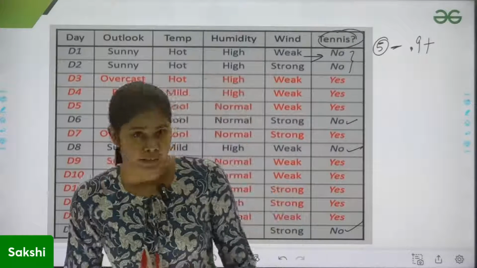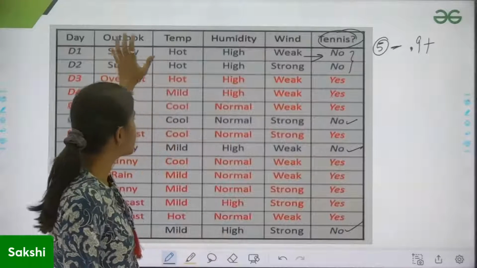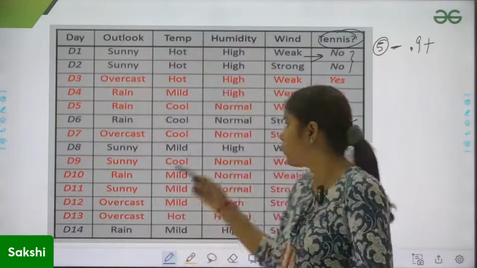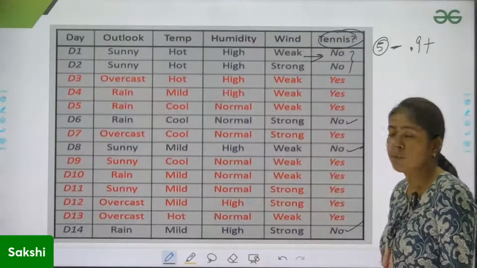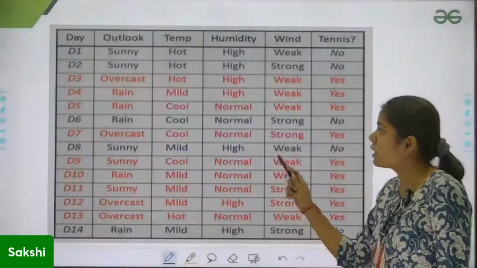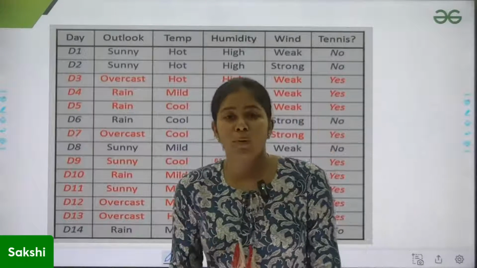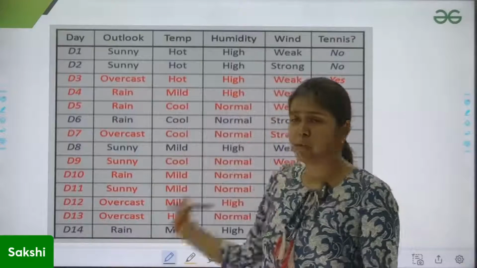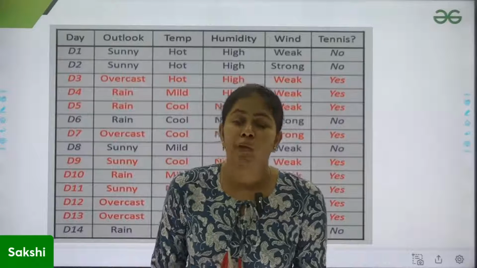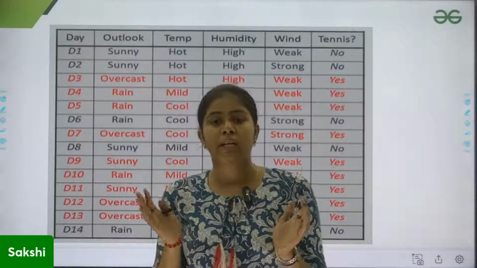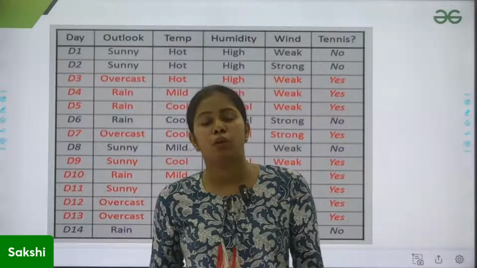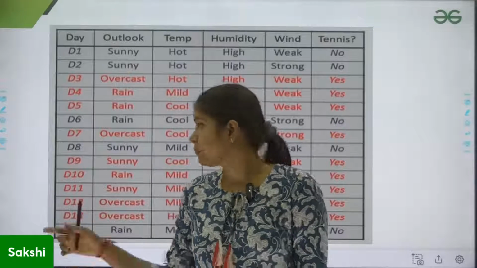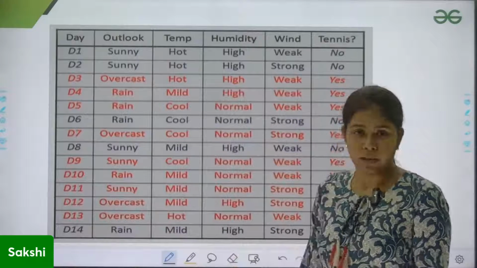Now I have to split it. I have to split it using the features outlook, temperature, humidity, wind. So what would I do? I'll find out information gain for each of the features, for outlook, temperature, humidity, and wind. And then I'm going to decide which feature I'm going to use, because we have seen that we can use outlook, we can use wind, we can use any of the features here at the start. But I want my decision tree depth to be minimum, there should not be any overfitting, and I'll get optimal results, right?